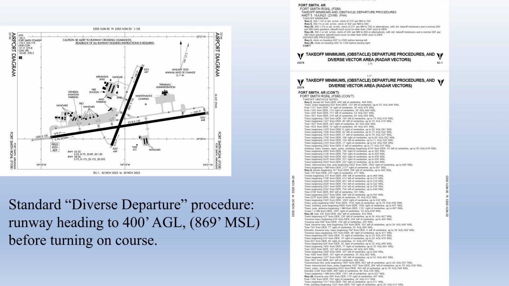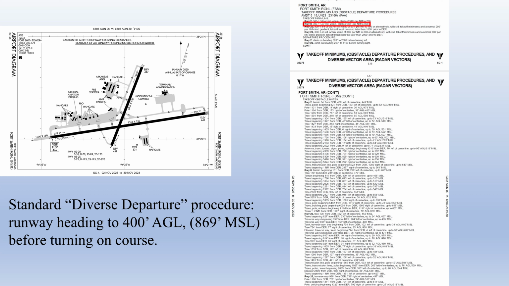We've checked the departure information for the airport, and though there's an obstacle departure procedure for every other runway at the airport, there's not one for runway 8. So we can use the standard diverse departure procedure of climbing on runway heading to 400 feet AGL or 869 feet MSL before we turn on course to the VOR. There's also a minimum climb gradient for departing runway 8, but the Cessna 172 can easily achieve that.